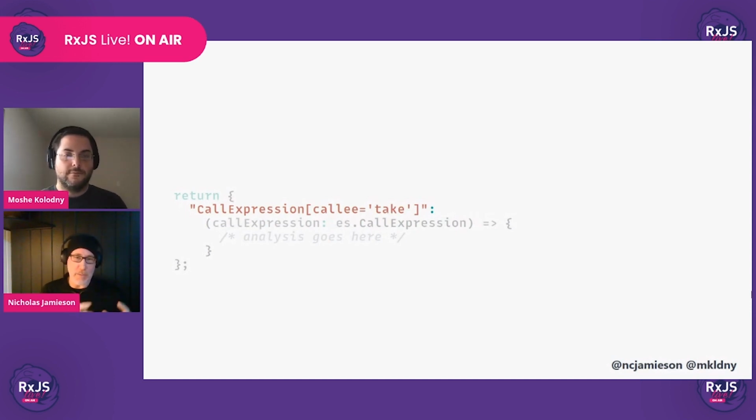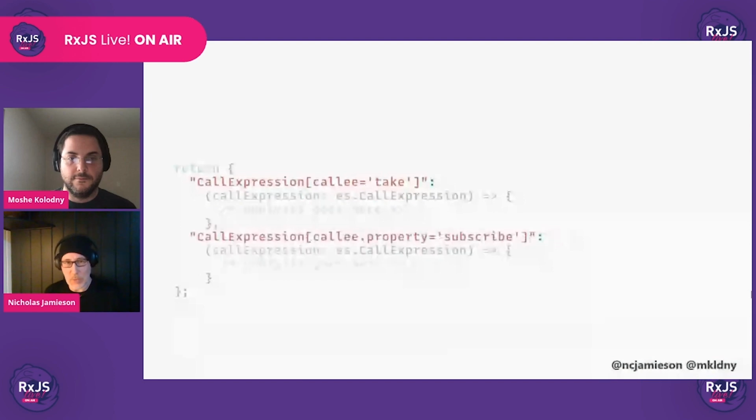So to be notified any time there's a take operator in the source code, what we need to do is add an entry to our map of listeners where we want to find call expressions, and we want to further qualify that by saying we want call expressions where the callee is take. Now, when this rule runs on the source code, this listener will be invoked anytime a take operator is used. Similarly, if we want to catch the subscribe calls, we want call expressions, but we only want the call expressions where the callee is a member expression and the property is subscribe. So whenever we're calling the subscribe method.